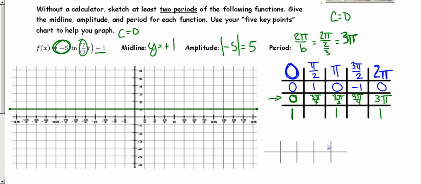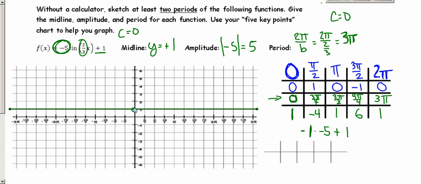So the last step is to take the minimum. I know the sine at pi over 2 on the regular sine curve is 1. I'm going to multiply that by the -5, and I'm going to add d, which is 1. So that's going to give me a value of -4. And then I'm going to do the same thing over here. I would have a value of -1 times -5 is +5, plus 1 is 6. So that's everything I need to sketch this curve.